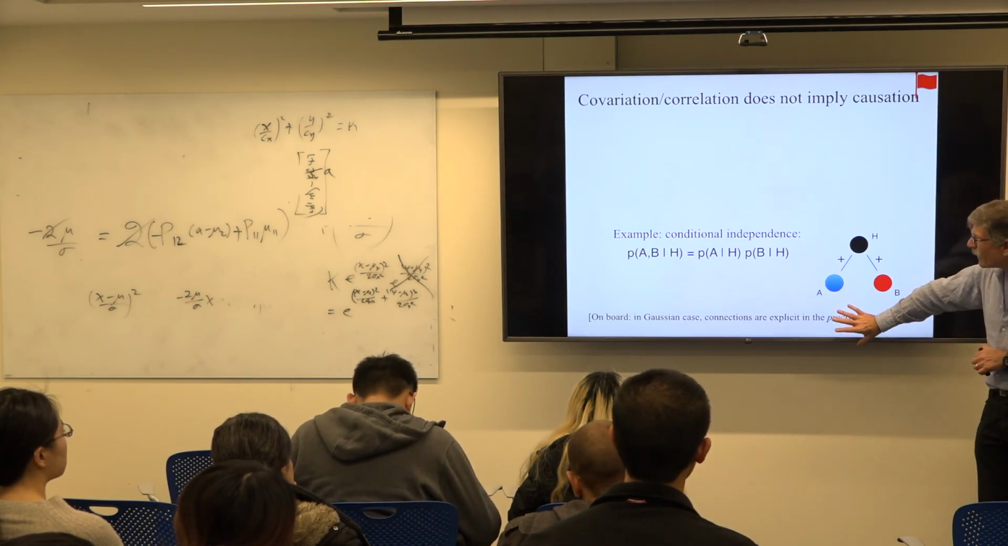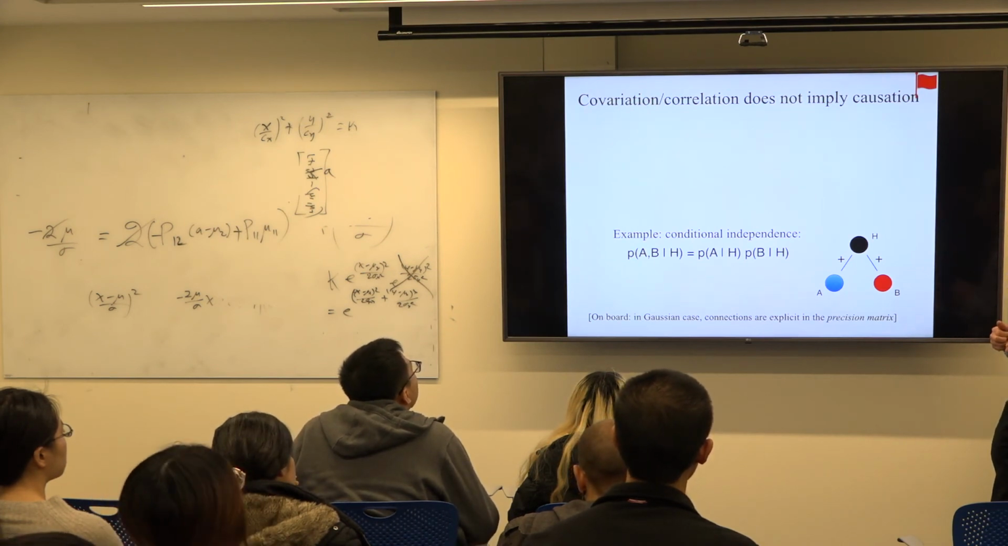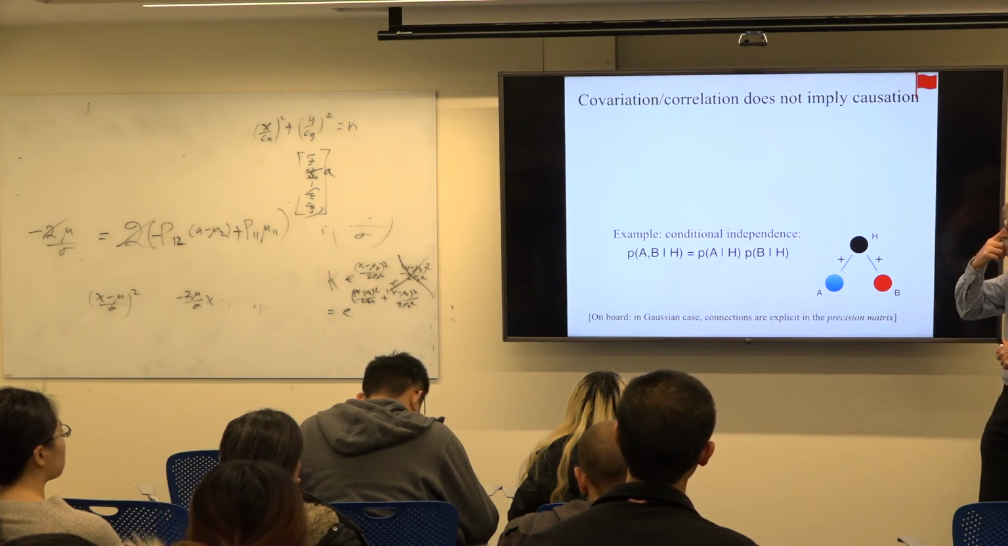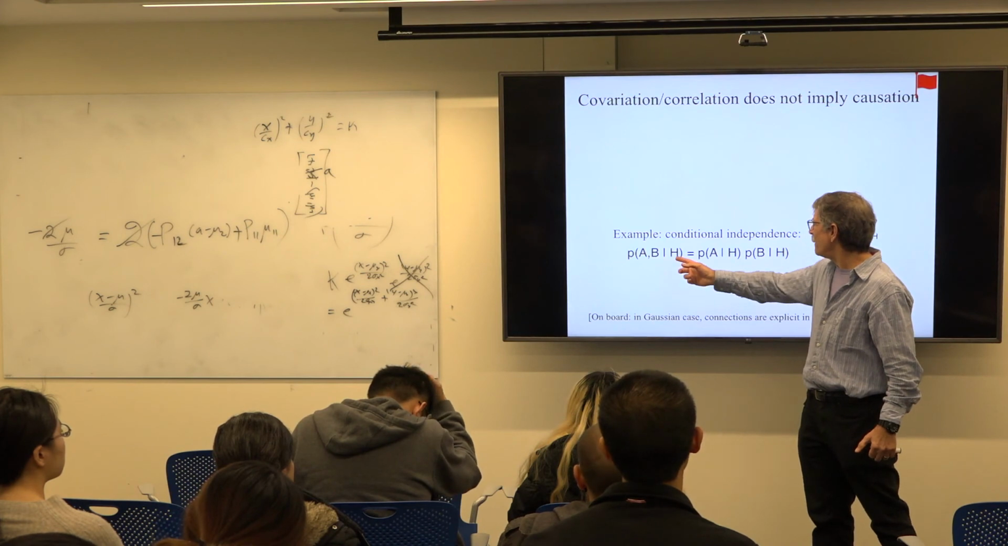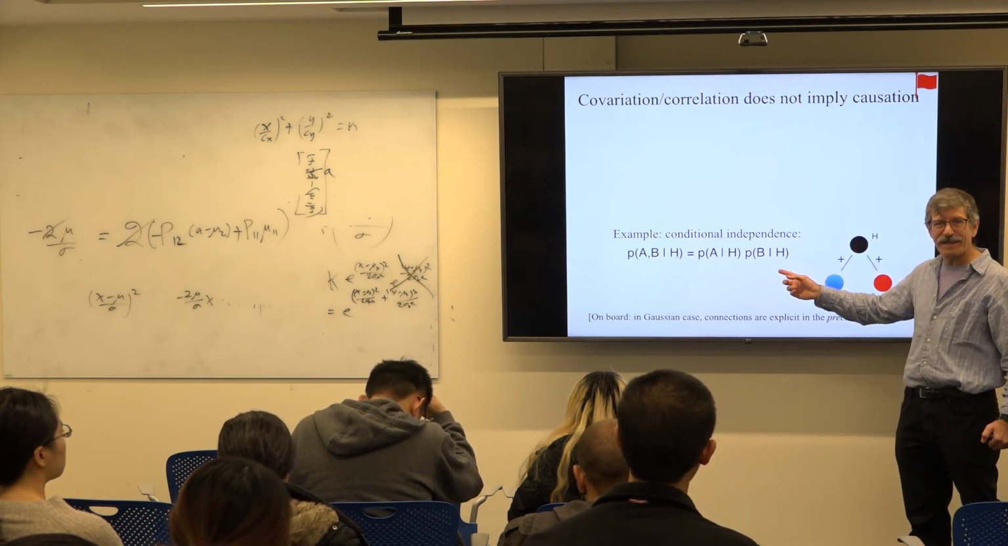Okay, well, I'm going to skip this bit, which is that one can write down a three-variable precision matrix and see that that comes out. I'm going to skip that. But the point is that the probability of A and B given H could be the probability of A given H times B given H. In other words, A and B are conditionally independent.